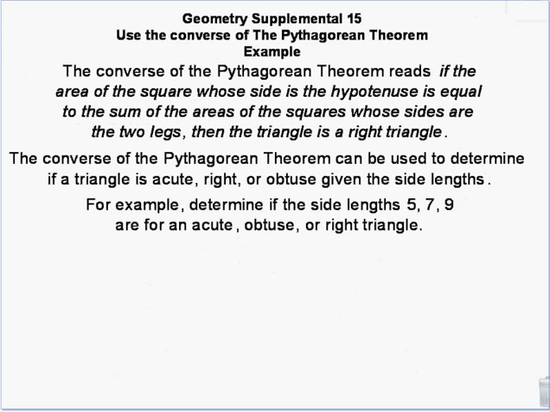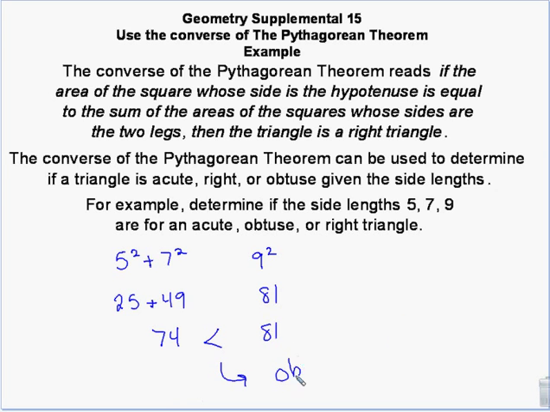Okay, from there, we can say, okay, what is this? So I have 5 squared and 7 squared, and I have 9 squared. So I have 25 and 49 and 81, and 25 plus 49 is 74. And 74 is less than 81. So since we're less, it is an obtuse triangle. Not too bad.